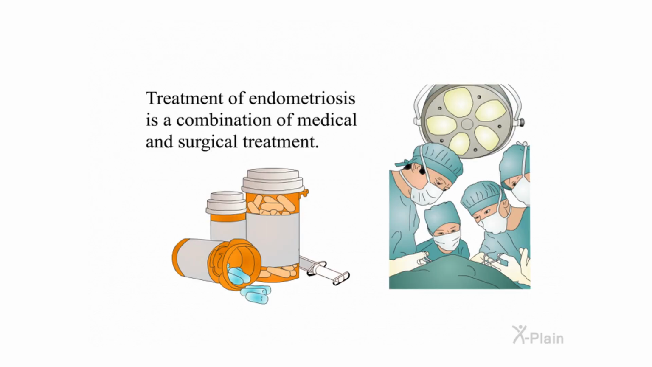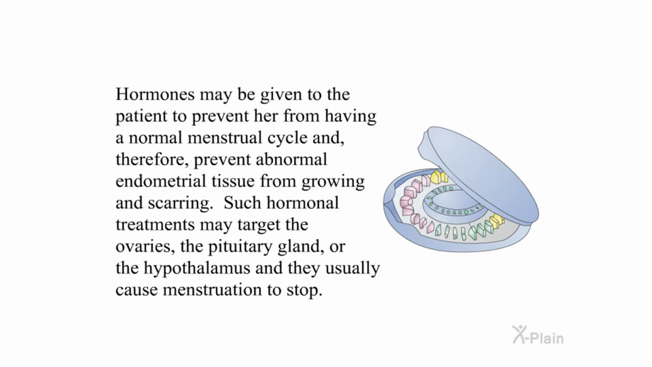Treatment. Treatment of endometriosis is a combination of medical and surgical treatment. Hormones may be given to the patient to prevent her from having a normal menstrual cycle, and therefore prevent abnormal endometrial tissue from growing and scarring.